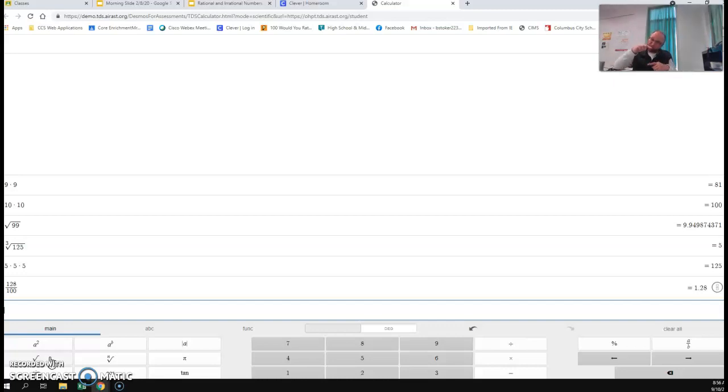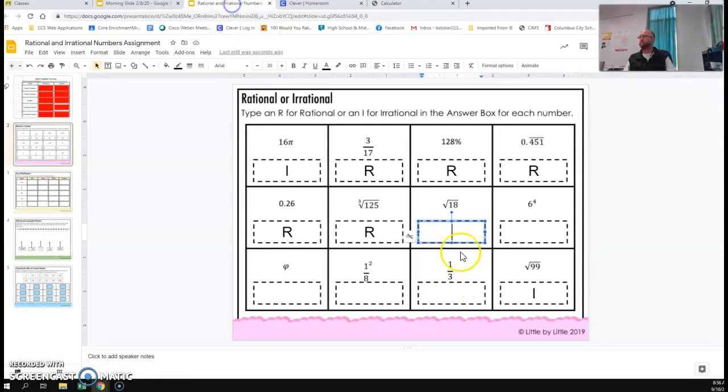And since 18 falls between 16 and 25, you know it's irrational. Or again, you can always just evaluate the square root of 18. There you go, numbers after the decimal point, irrational. I can evaluate that if I want. If I take 6 and multiply it by itself 4 times, I'm going to get a number that doesn't have any decimals or anything over it. That's going to be rational.